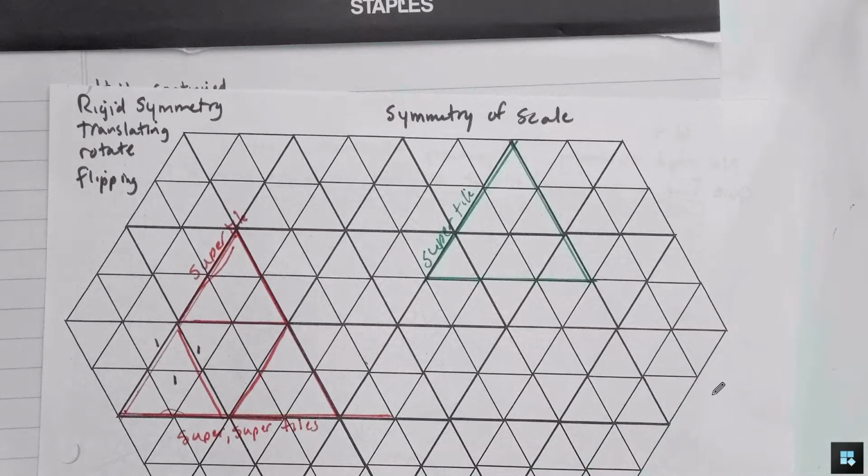Anybody have any questions on the difference between rigid symmetry and symmetry of scale? You will need to be able to distinguish those, or tell if there's no symmetry at all.